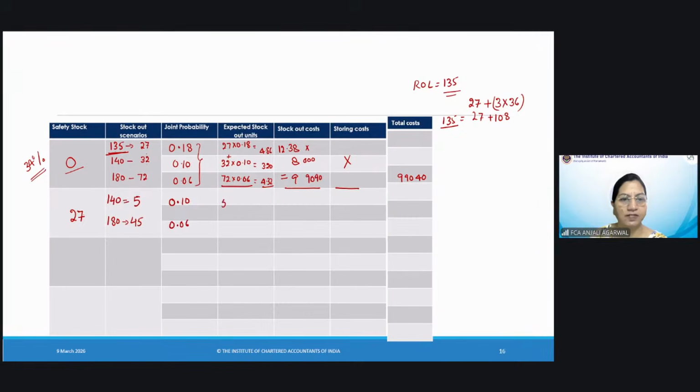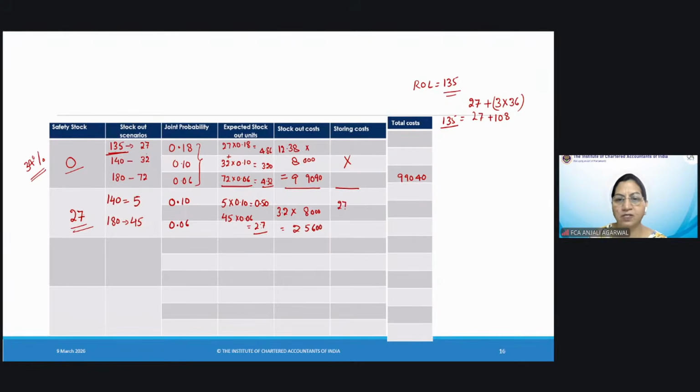So your stock out units are 5 into 0.10, which is equal to 0.5, and 45 into 0.06, which is 2.7. So total stock out units are 2.7 plus 0.5, 3.2, and 3.2 into 8,000. Your stock out cost would be 25,600.